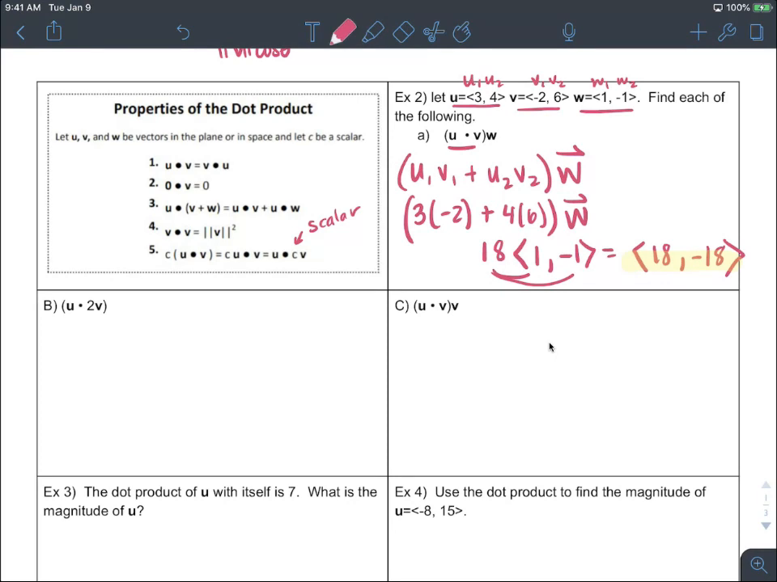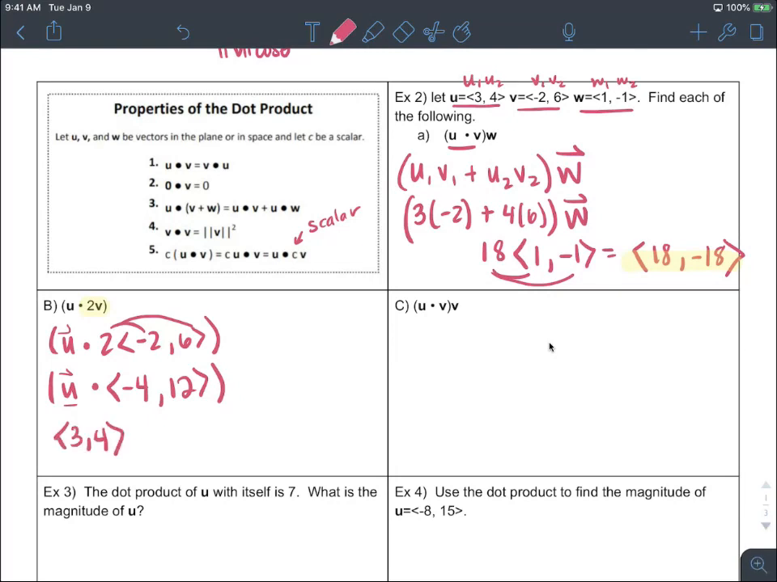So I have u dot 2v. So let's start with this 2v. So we're going to have u dot 2 times the vector -2, 6. Okay, so I get u dot, distribute our scalar in, -4, 12. And then I can replace my vector u with 3, 4 dot -4, 12.